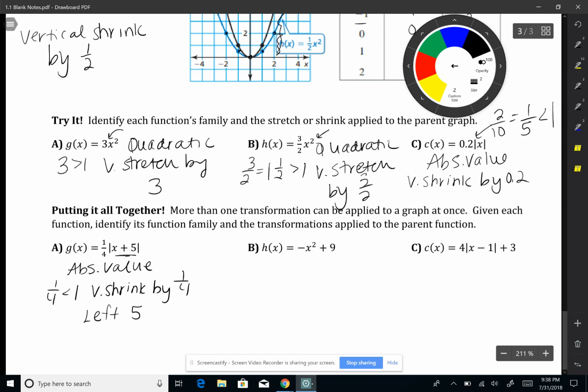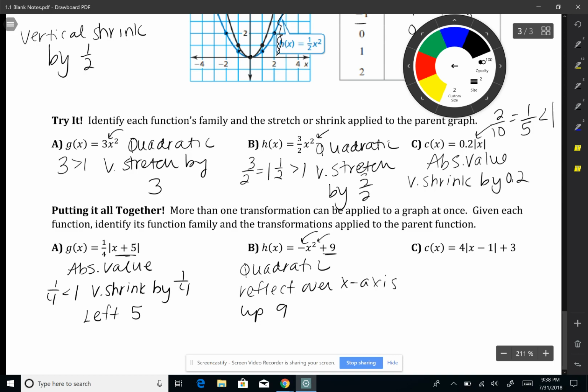Letter B, do you remember what a negative in front did? That did a reflection over the x-axis, and this is a squared, so this is quadratic. That negative sign reflects over the x-axis. We're adding 9 up at the end. That will move us up 9.